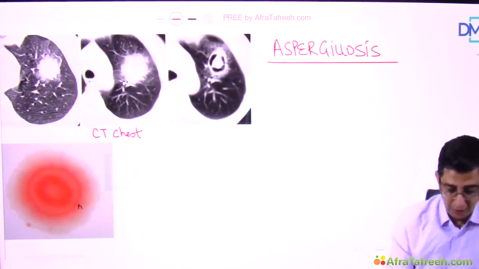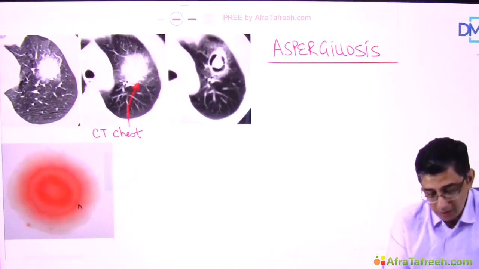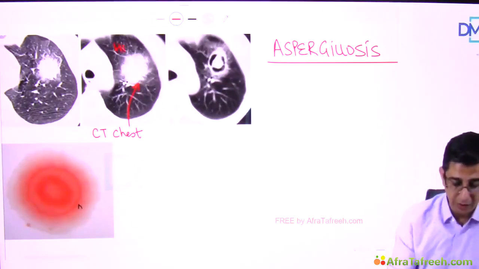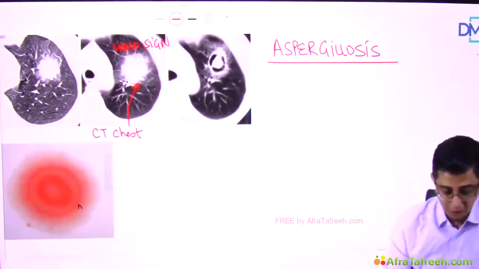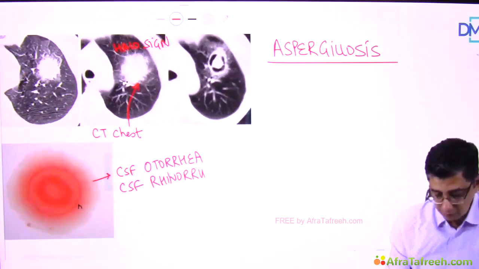One of the very characteristic features seen in invasive aspergillosis is a lesion seen around the actual location of the fungus in the lungs, and that is called the halo sign. Though you read about the halo sign with respect to CSF also, CSF otorrhea with respect to middle cranial fossa fracture, or CSF rhinorrhea with respect to anterior cranial fossa fracture, so we do read about the halo sign in ENT also.